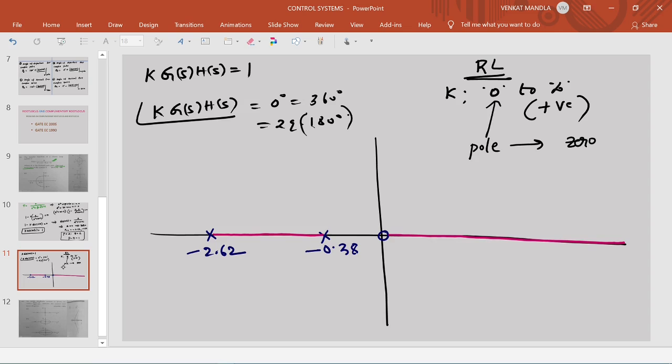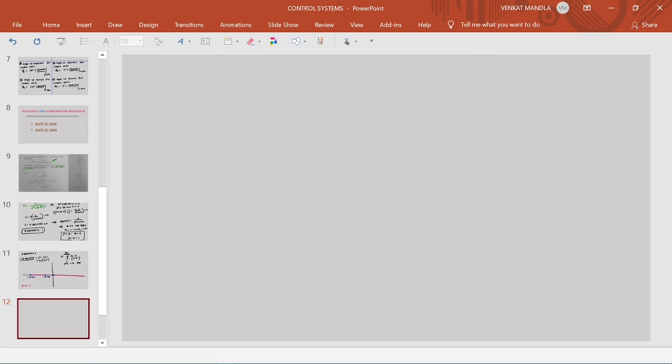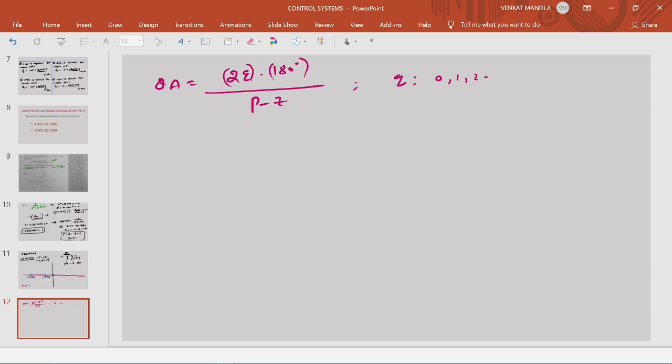The number of poles minus the number of zeros is 1, so only one asymptote exists. And what is the angle of the asymptote? Theta a is 2q times 180 degrees divided by p minus z, in the case of even multiples of 180 degrees, with q from 0, 1, 2 up to p minus z minus 1. So what is p minus z here? 1. 1 minus 1 is 0, so only q equal to 0 exists.